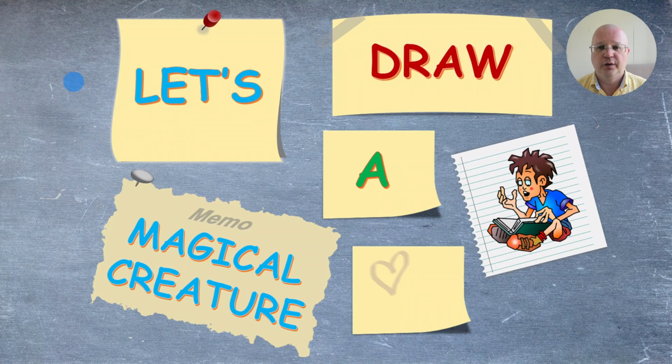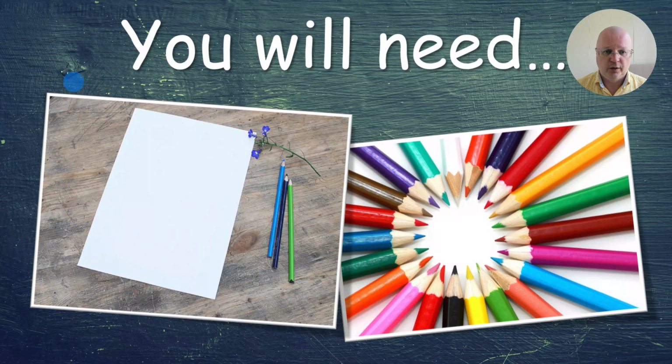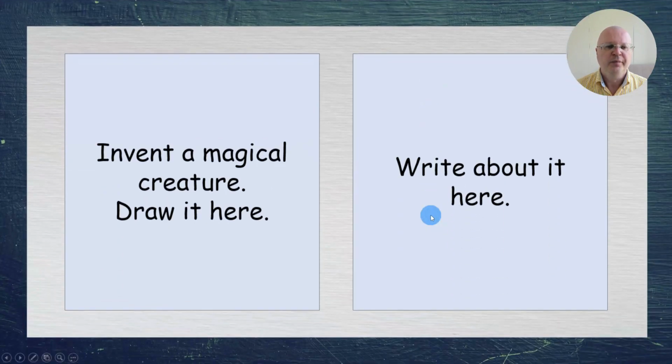And you can finish this class with an optional activity. It's an optional thing. You can actually spend a whole class doing it, but I'm giving it to you as an option. Let's draw a magical creature. Your students are going to need a piece of paper and a few colored pencils. And they need to invent a magical creature. Draw it here and write about it here, right?